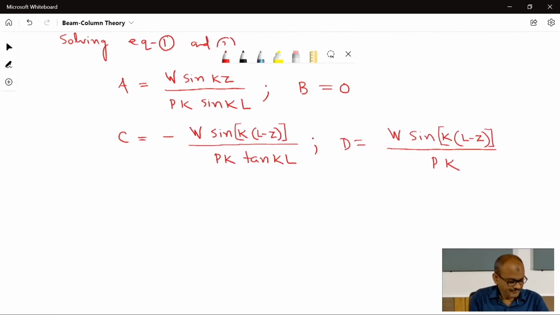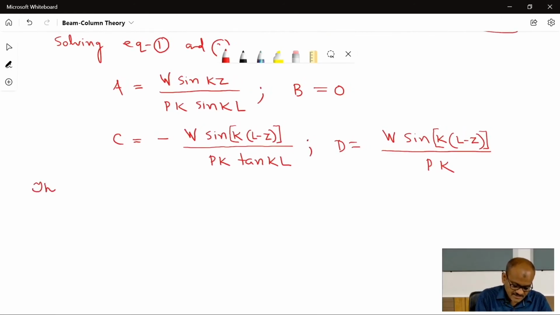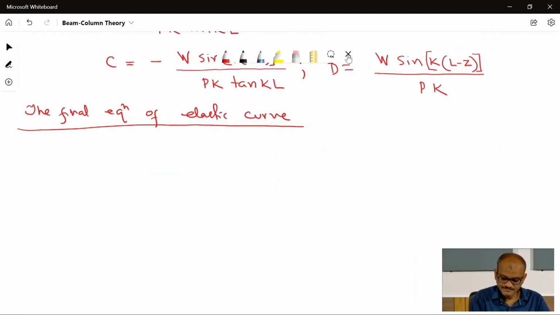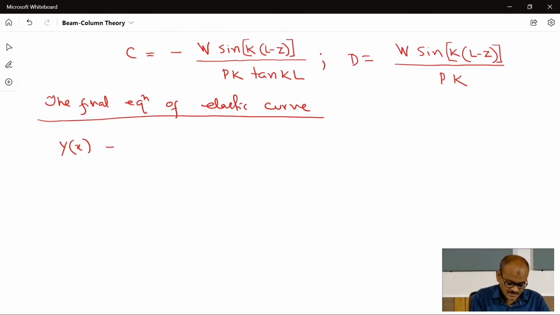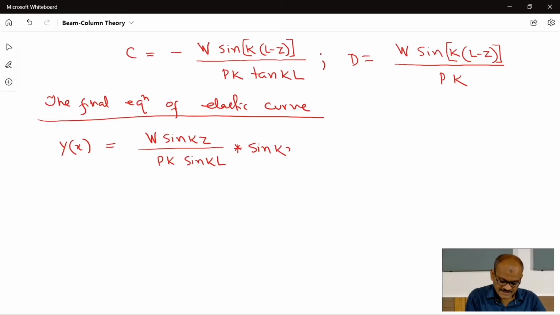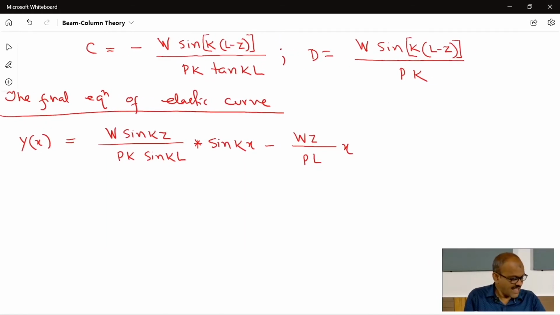Okay. Now the final equation of the elastic curve is: y(x) is equal to W sin kz divided by Pk sin kL, multiplied by sin kx, minus Wz divided by PL into x, where x is greater than or equal to 0 and less than or equal to L minus z. So this is the equation within this range.